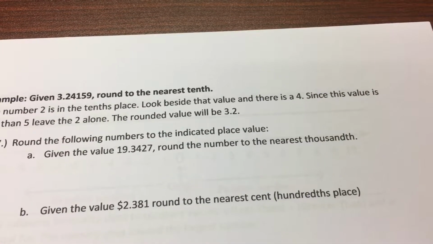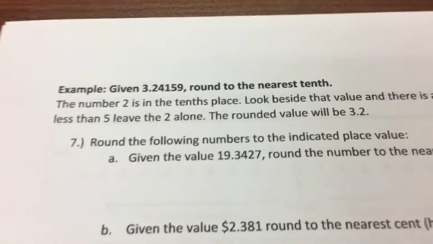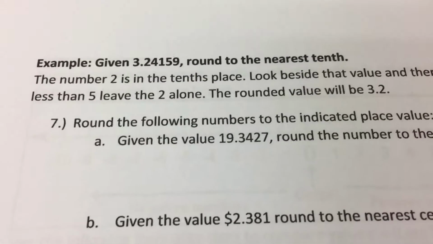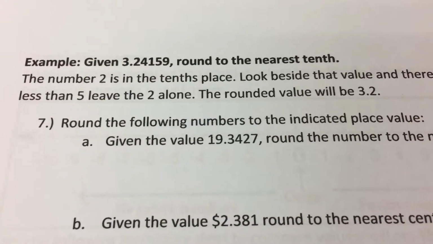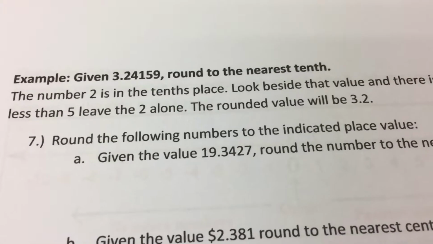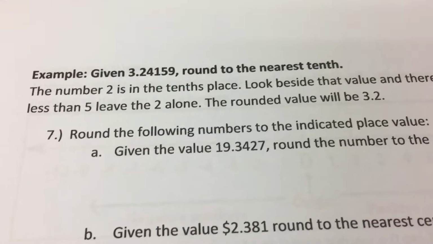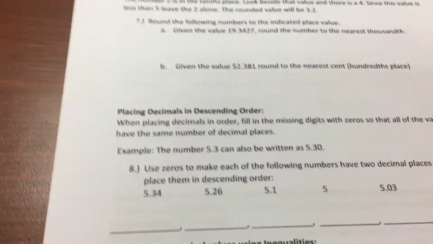So like the nearest thousandths, there's 3 zeros in 1,000, so you'll round to 3 decimal places. And so you'll be looking at the 2. Look beside it. If the number beside 2 is 5 or higher, round up. Otherwise, you just leave it the same and drop the numbers off after the rounding place.